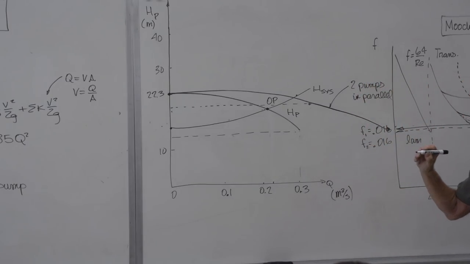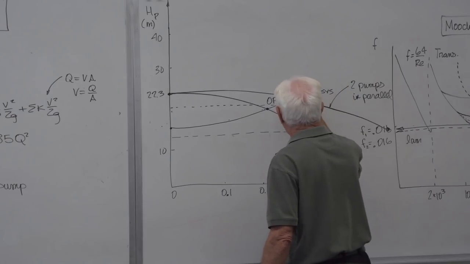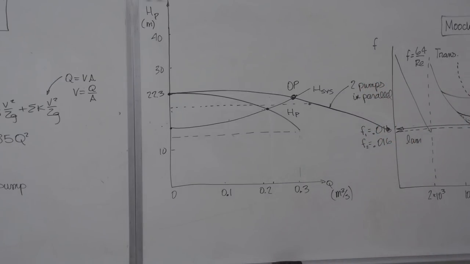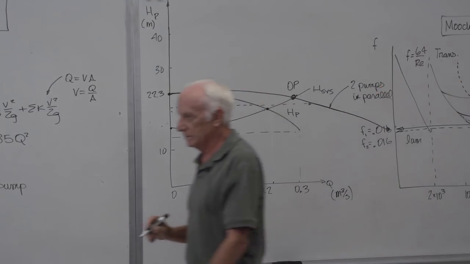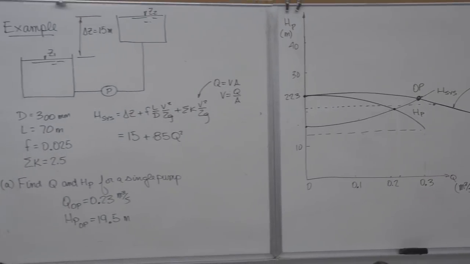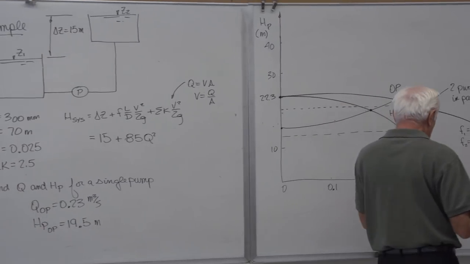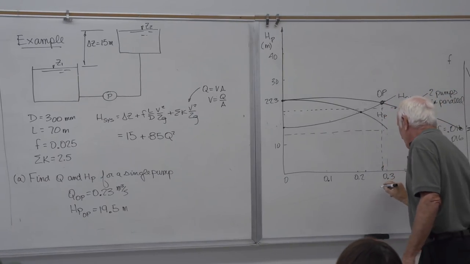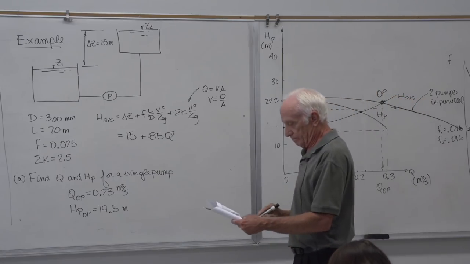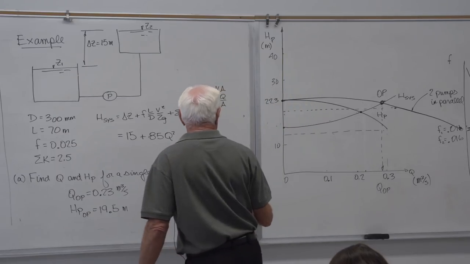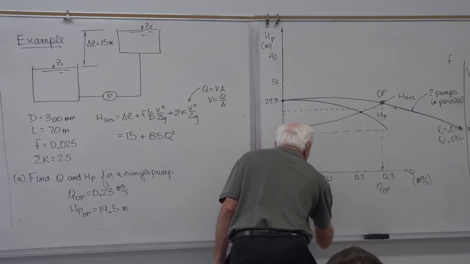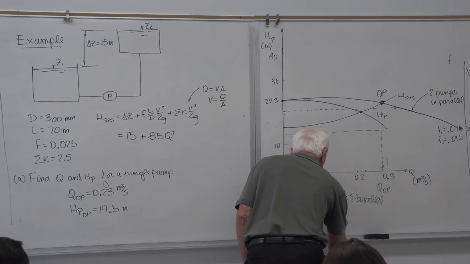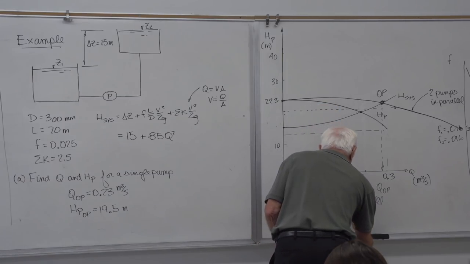Where's the operating point? Where the two curves intersect. Right there, operating point. Now if you go directly down, the flow rate, I'm pretty good on this board, I can't believe it. There's Q at the operating point. It's 0.29. Part B, two pumps in parallel. Q at the operating point is equal to 0.29.